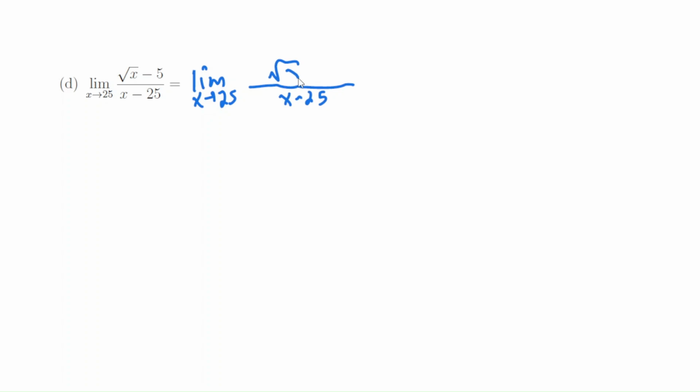If we have the square root of x minus 25, the conjugate of that will be the square root of x plus 5. So we're going to multiply this by the square root of x plus 5. Now, if we do that, we're changing the problem, obviously, so we can't just do that. We have to multiply our whole expression by the square root of x plus 5 over itself.